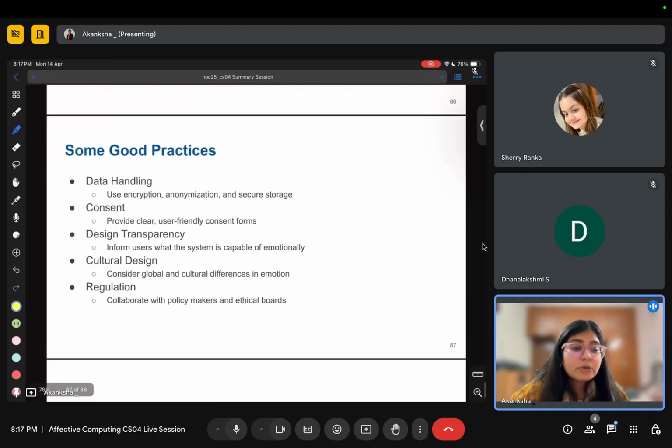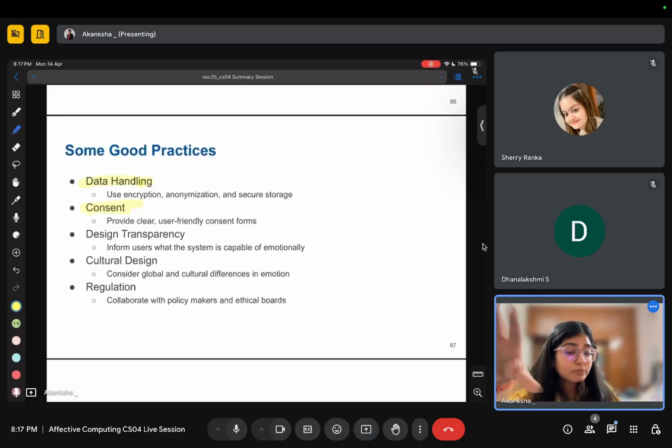ठीक है. Some good practices while using these affective systems: data handling should be proper, like using encryption, anonymization, secure storage. फिर consent should be taken. Clearly tell what the data is going to be used for. User friendly consent forms. Design transparency, कि इसमें क्या हो रहा है, कौन से sensors लगे हैं, what the system is able to do emotionally. Cultural design. So global designs should be made, or to cater to different audiences, so it should be mentioned properly. Regulation should be there. There should be some regulating body or policy makers or stakeholders responsible for something, and ethical boards should be there.